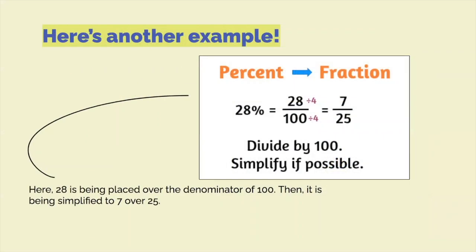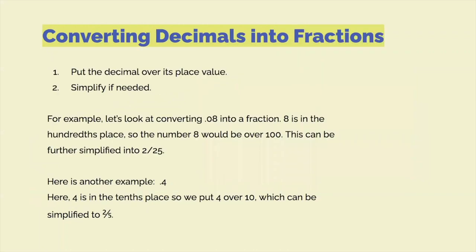Here's another example. We have 28%. We're dividing the percent by 100, which equals 28 over 100. Then we are reducing the fraction to 7 over 25. Converting decimals into fractions. The first step is to put the decimal over its place value. The second step is to simplify if needed.